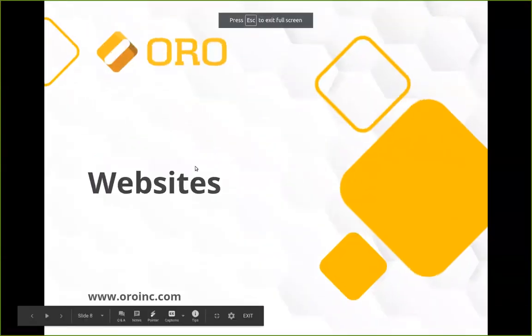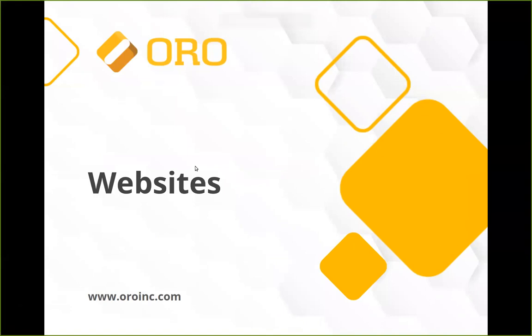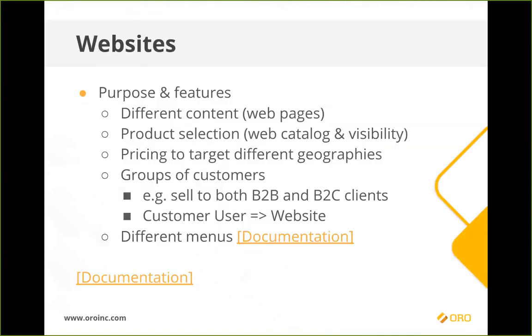Now let us continue and check what the websites are in OroCommerce. The main purpose of websites is to provide access to the storefront, and every time a customer is logged in on the storefront, they in fact log in to one of the websites in the storefront. Websites may have different content. For example, you have a website for the United States, you have a website for Europe, and they have different content. They may have different product selection and different catalogs, including the visibility. So for example, some product may be visible only for a specific country or a specific group of users.